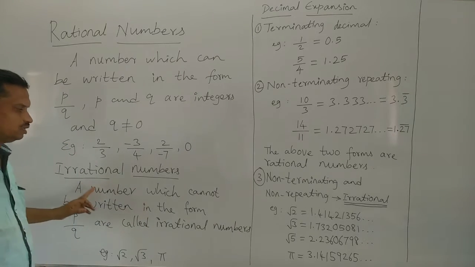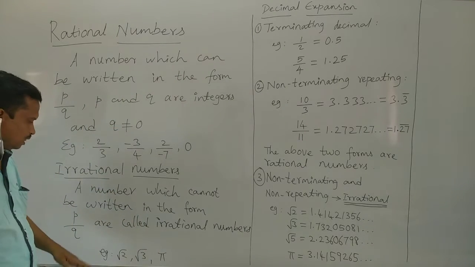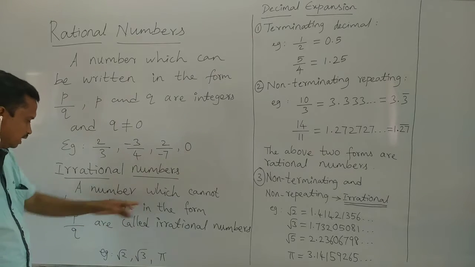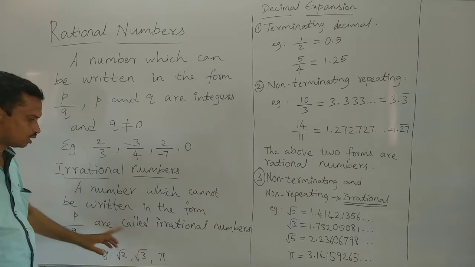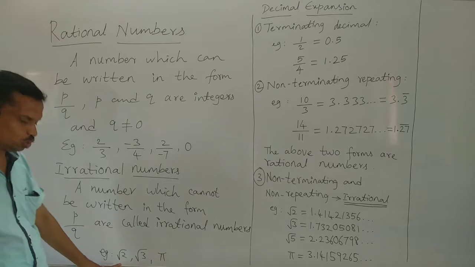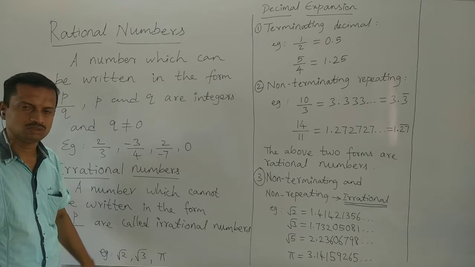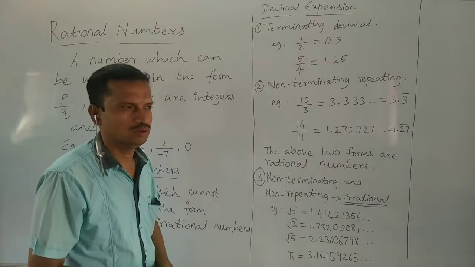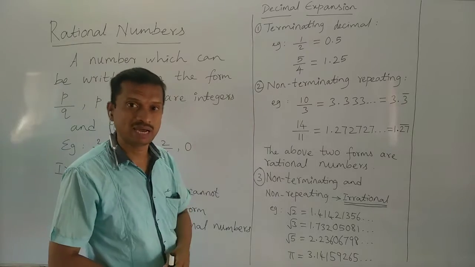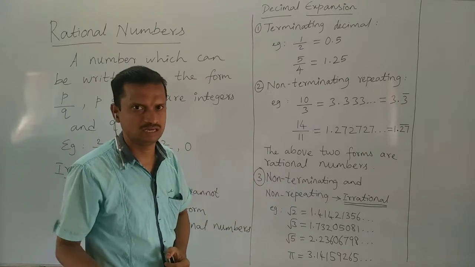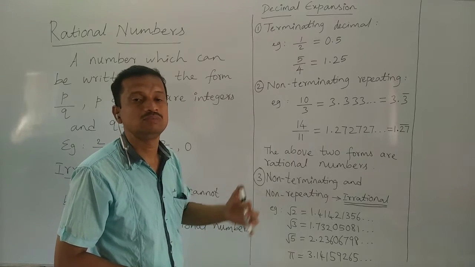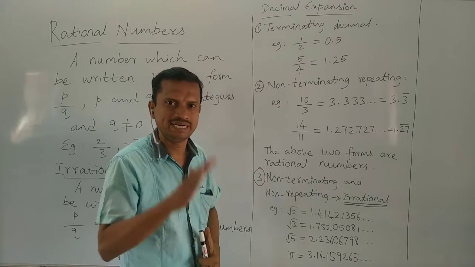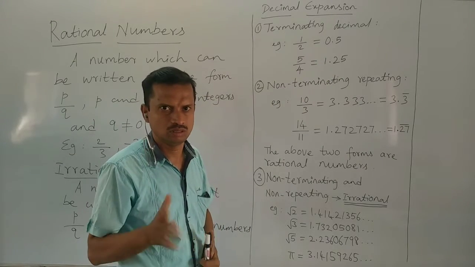Okay. Irrational numbers. That is opposite to rational. Which are not rational, they are irrational. So a number which cannot be written in the form P by Q is called an irrational number. Examples: root 2, root 3, pi. So these are examples of irrational numbers. And now we can clearly understand by decimal expansion what is rational and what is irrational. When you divide 1 by 2, you get 0.5. It terminates, so no more digits come.